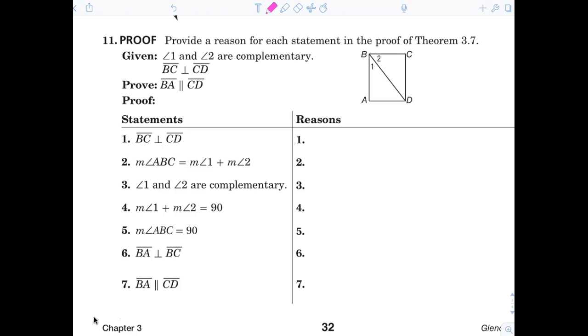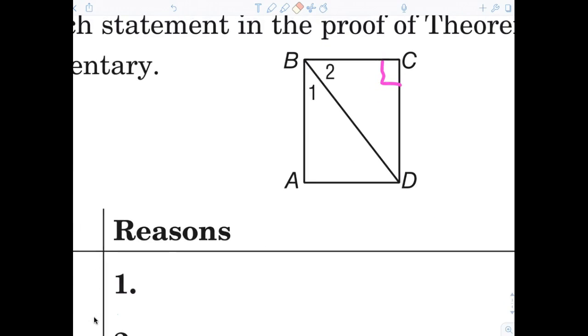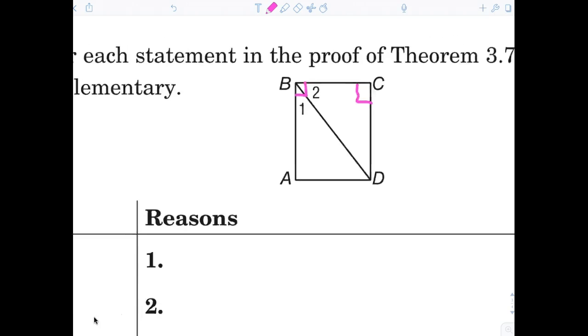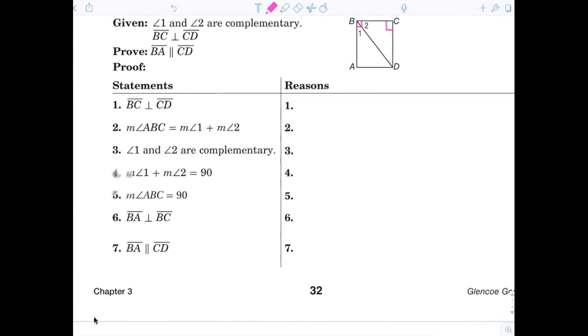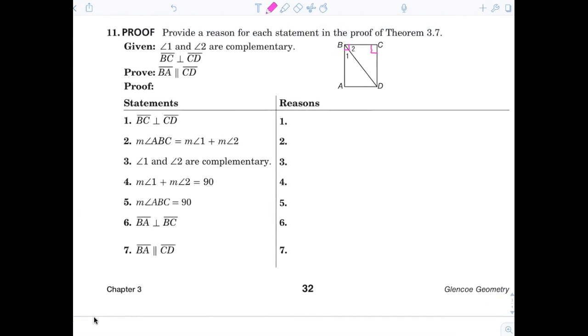BC is perpendicular to CD. That's how I'd write that. Now, technically, if angle 1 and 2 are complementary, then what does that mean about these two? That equals 90 degrees too. So instead of making it so big like that, I'll just pull it up. So that's true. All right, let's see how good you're doing. BC is perpendicular to CD. That is given.